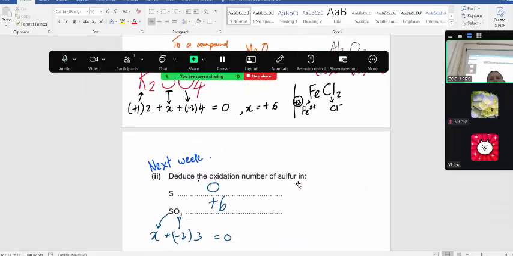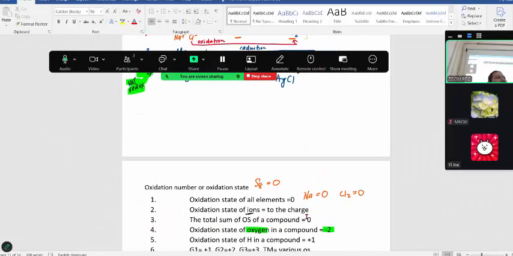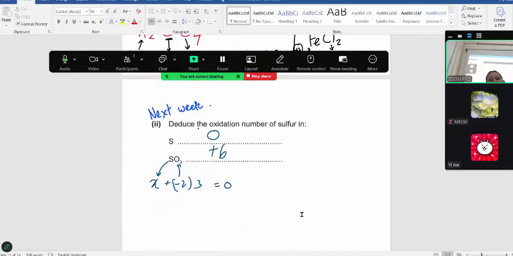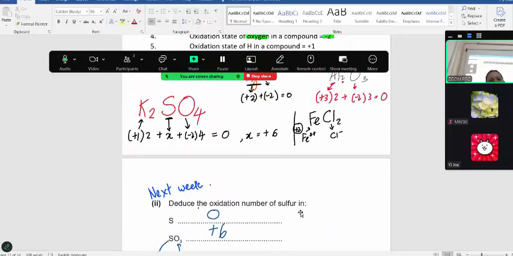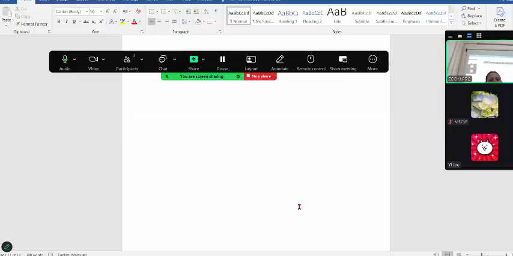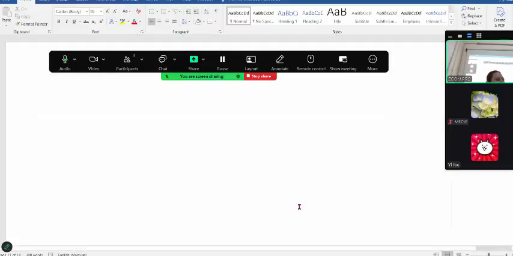Okay, let's do a quick recap of what we have learned. Last week we stopped at redox. I taught you how to see oxidation and reduction based on oxidation number, correct? I taught you how to count oxidation number, right?